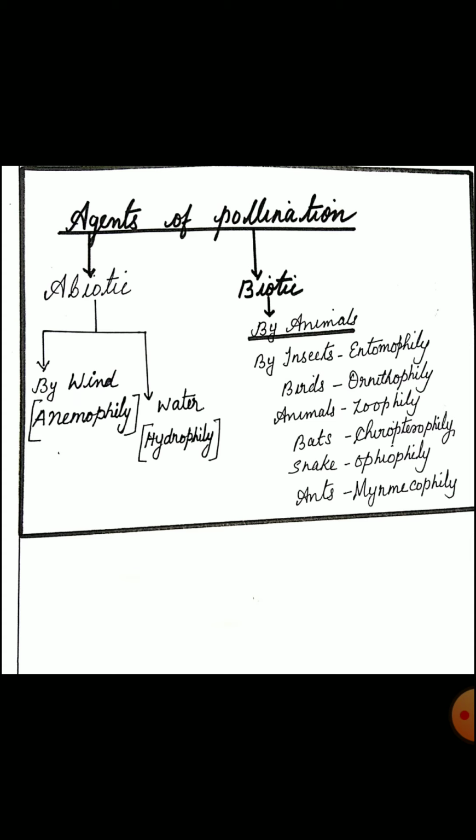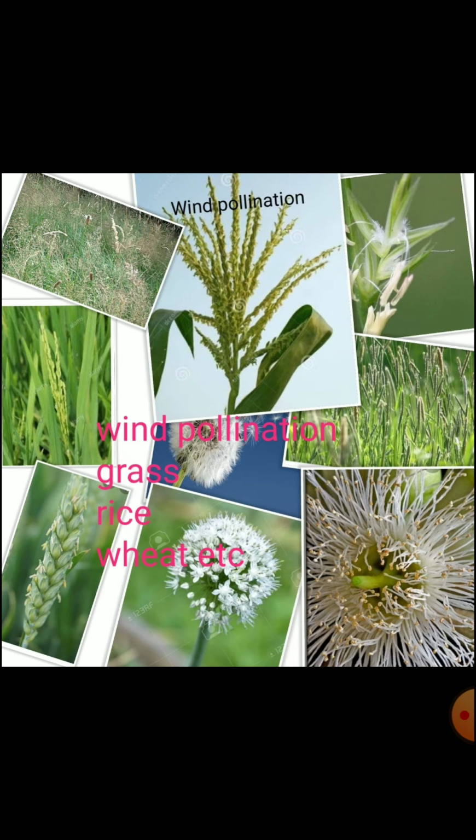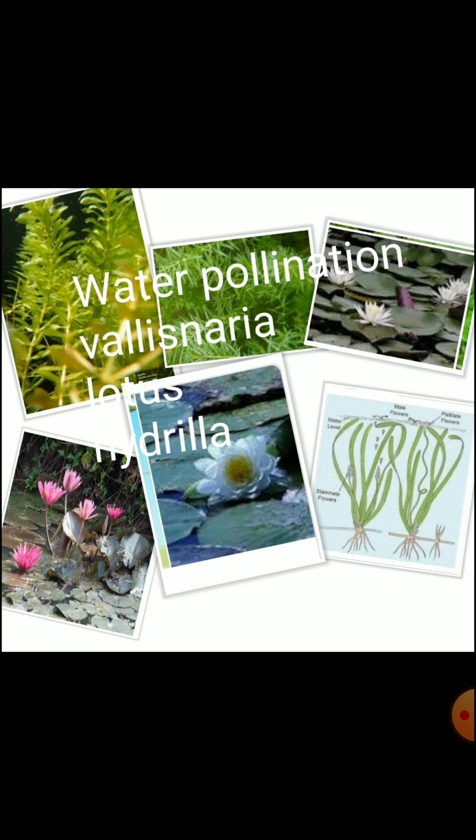Now these are the mechanisms of cross-pollination. The difference between insect pollination and wind pollination is given in your book. Read and learn. Now recollect whatever you have learned from this part: wind pollination, examples for wind pollination, characteristics of flowers in water pollination, examples, and insect pollination.